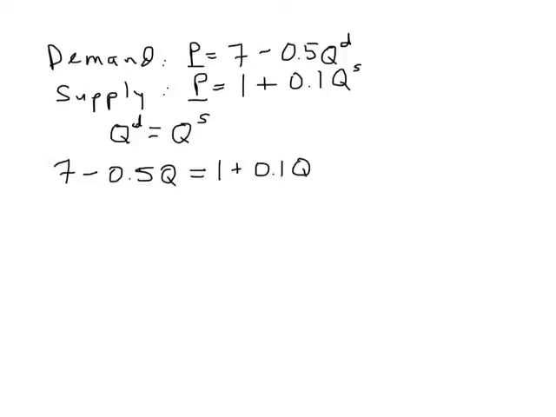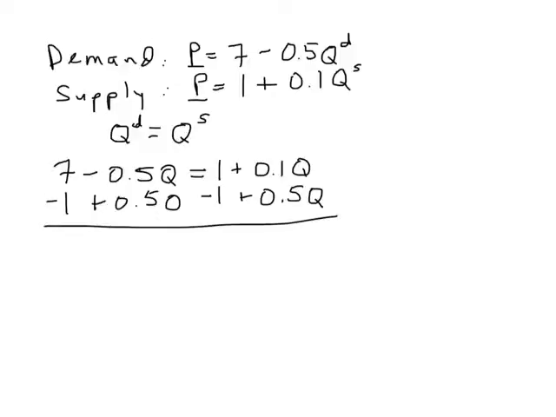All right, well, let's just solve. We subtract 1 from both sides and add 0.5 Q to both sides. You know what? Just because I noticed that some of you are shaky on your algebra, let's draw out those steps. I'm going to add 0.5 Q to both sides, so the equality is preserved, right? And then I'm going to subtract 1 from both sides, so the equality is preserved.